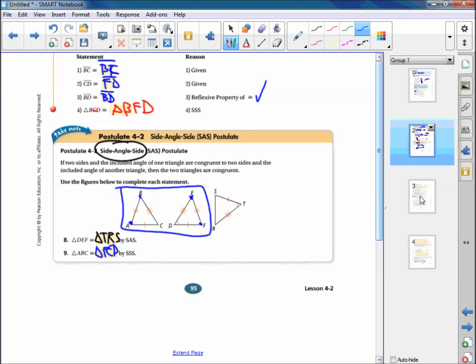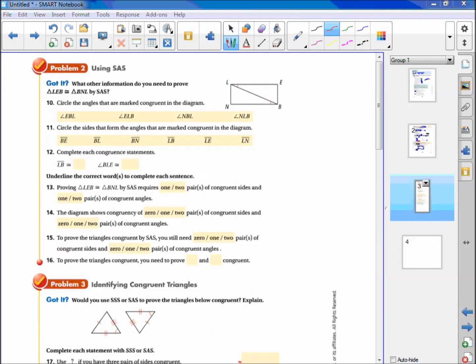All right, let's flip it over and look at page 3. All right, so problem 2, using side, angle, side. What other information do we need to prove that triangle LEB is congruent to triangle BNL? So BNL. Okay. All right, so we want to prove the red and the blue one are the same. What's the only things we have in here?